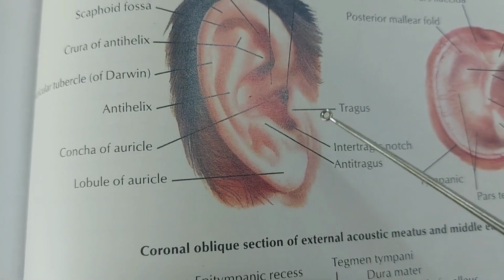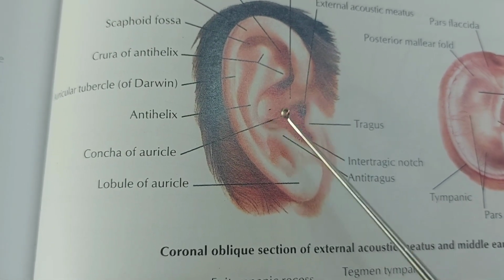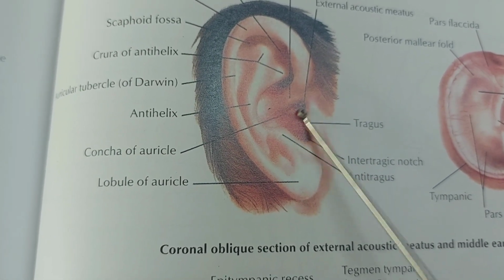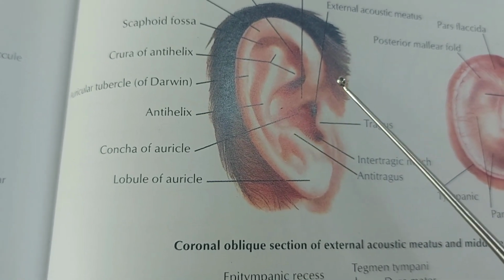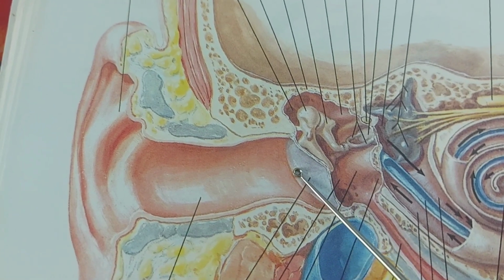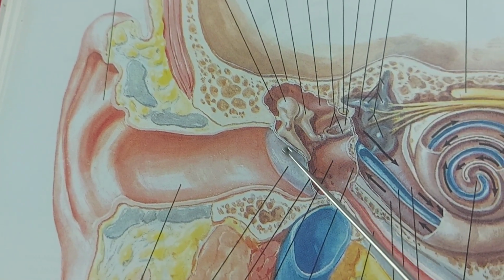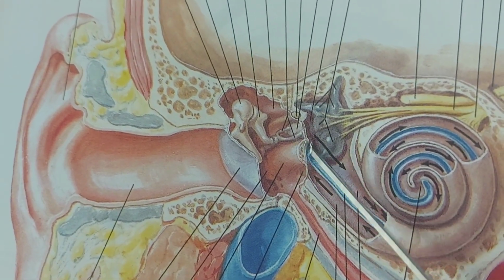It receives the sound and helps to concentrate it so that it can enter through this external auditory canal to hit the tympanic membrane, so that this tympanic membrane can vibrate, and this vibration of the tympanic membrane causes the movement of this ear ossicle, and finally the sound enters into this inner ear.